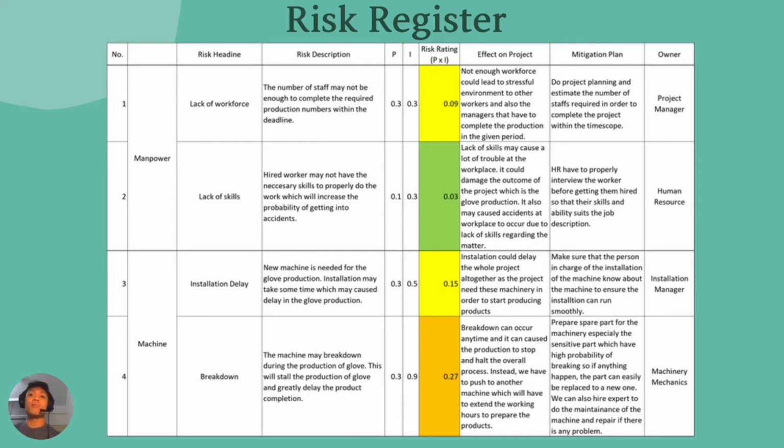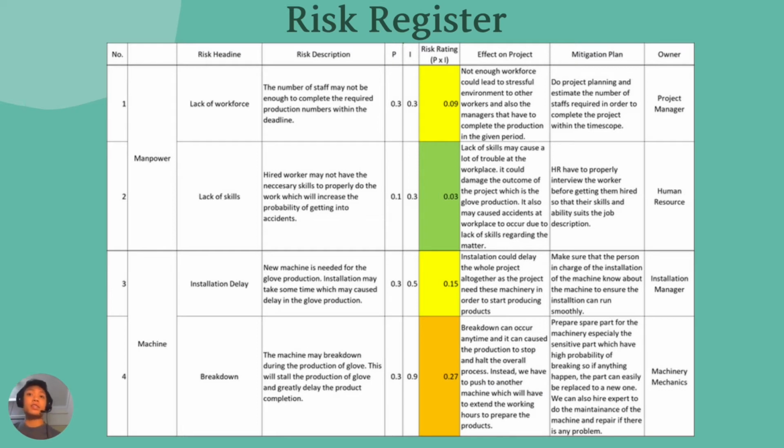So let's start with the manpower. For the manpower, we have two possible risks, which are the lack of workforce and also lack of skills. The lack of workforce means that the number of staff is insufficient, which could cause delay on the glove production and will lead to a stressful environment. This risk has a medium threat, which is 0.09. So our mitigation plan is by planning and estimating the required number of workers to cope with the project and complete it within the time scope. This planning should be conducted by the project manager.